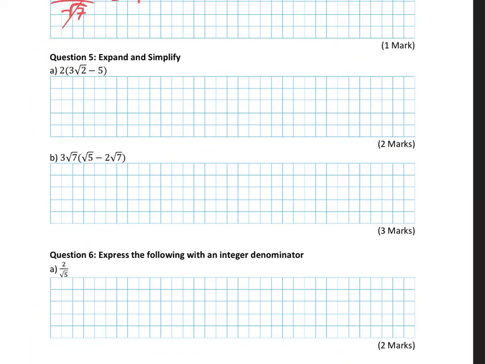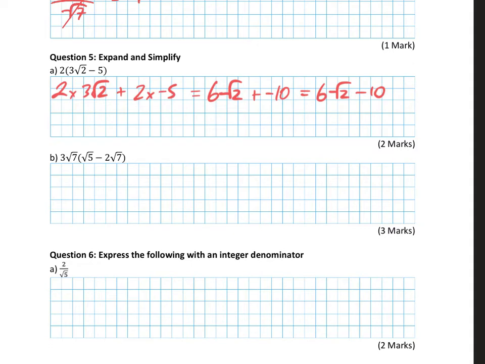Expand and simplify. So you're going to be multiplying the outside factor with the two inner ones, so it's going to be 2 times 3 root 2 plus 2 times negative 5. That's going to equal 6 root 2 plus 2 times negative 5 is negative 10. Plus and minus become minus. 6 root 2 take 10.